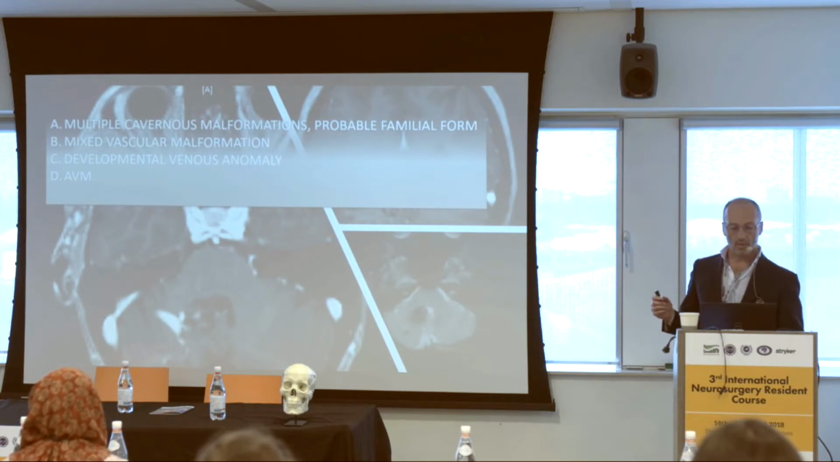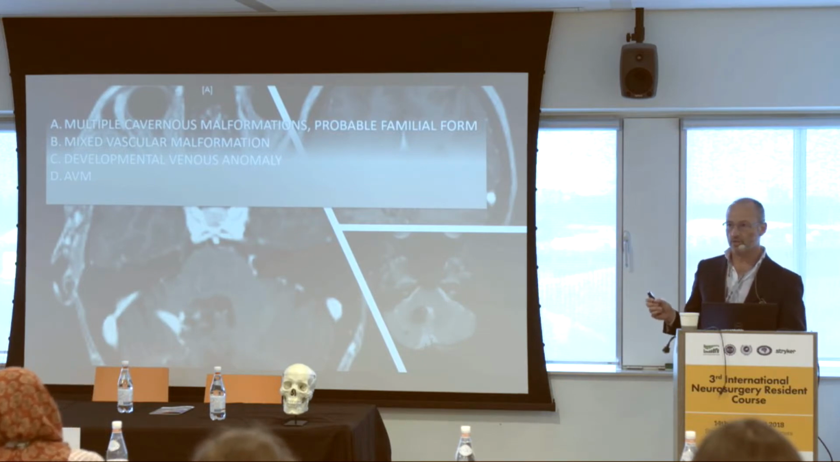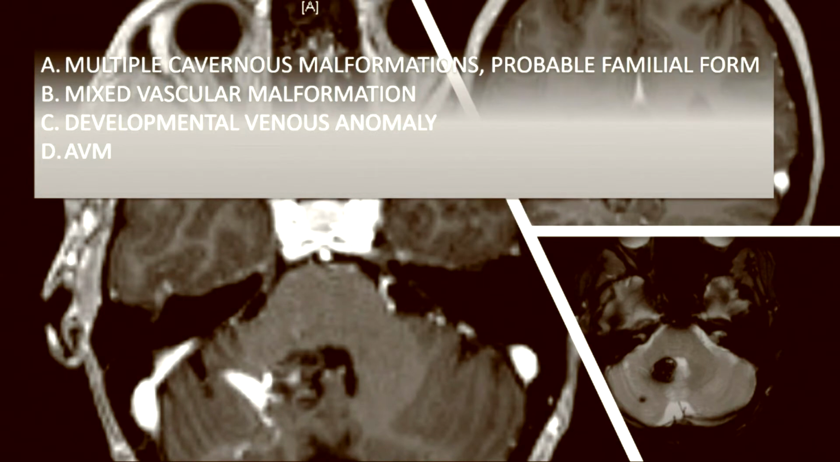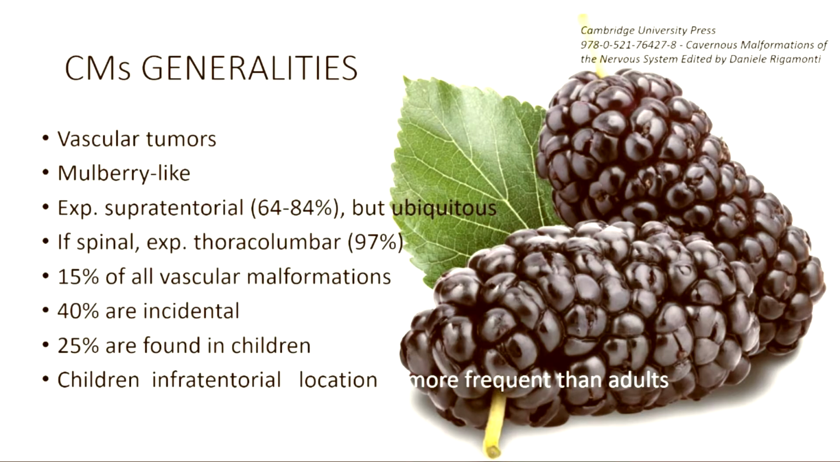Cavernous malformations are vascular tumors, mulberry-like, especially supratentorial, and they are 15% of all vascular malformations. 40%, according to the newest series, are incidental. 25% are found in children, and in children, the infratentorial location is much more frequent than in adults.